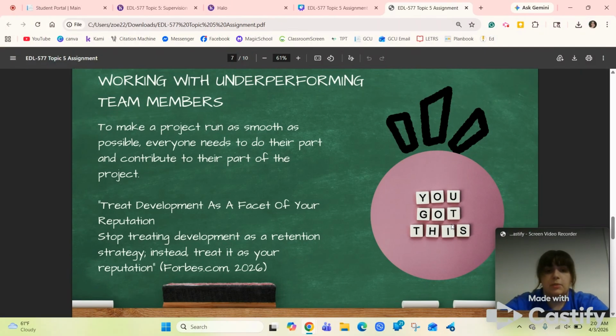We need to stop treating development as a retention strategy. Instead, treat it as your reputation. We don't only want to be called back because we did a good job. We want to be called back because people see the hard work that we're doing, the amazing effort that we put into all of our jobs, and the attitude that we bring toward our jobs. So if we're leaving things a mess, if we're not doing things correctly, if we're getting in the way of others, we are not doing our job and we are ruining our reputation. We need to flip the script and make sure that we are working to show people that we are the ones able to do this.